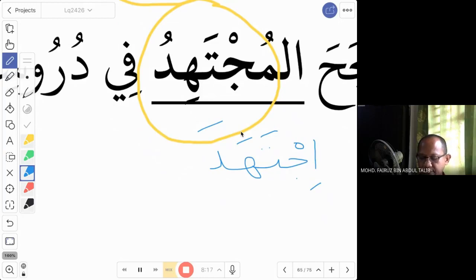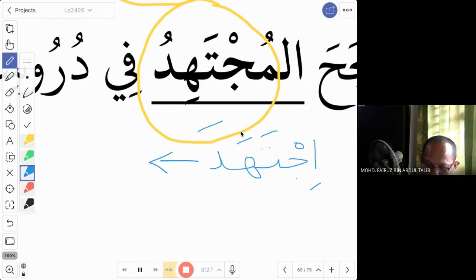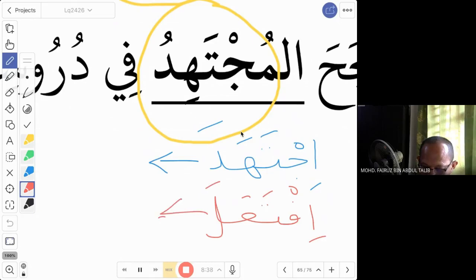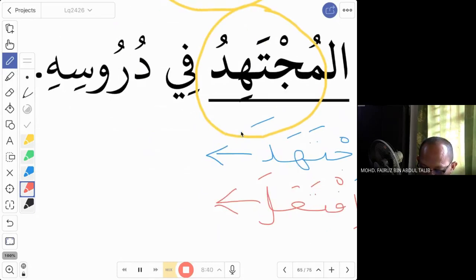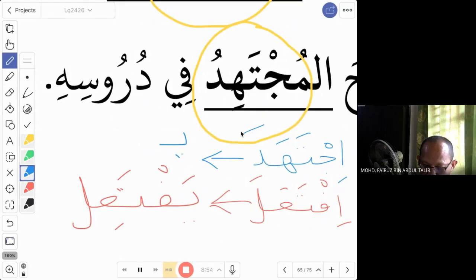So what is the isim fa'il? Before we can find the isim fa'il, we need to find the mudari. So what is the mudari for ijtahada? If you do not know, then you find the wazan. Yes, good. The wazan is ifta'ala. So from ifta'ala, we can know the mudari. For ifta'ala, the mudari will be yafta'ilu. Good. So from here, you can form the fi'il mudari. Ijtahada, ifta'ala, yafta'ilu.